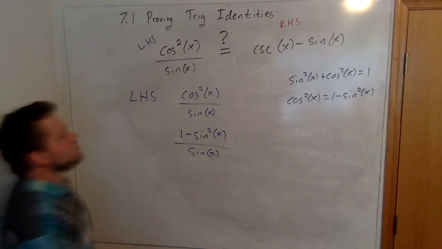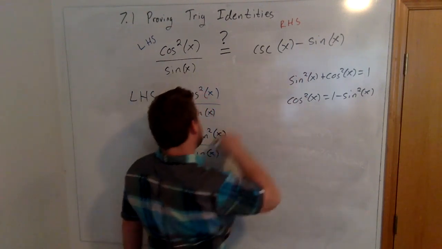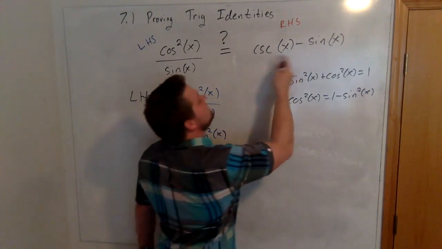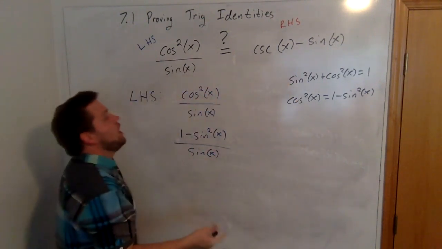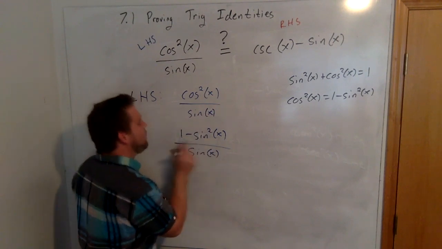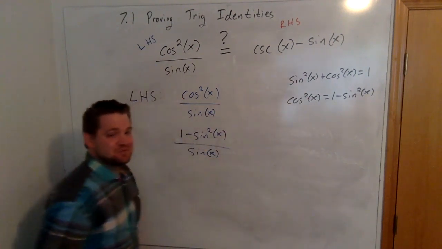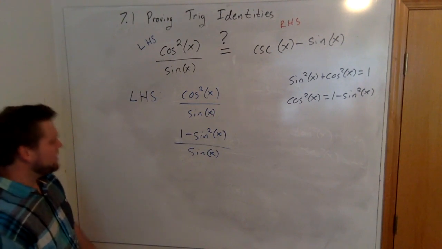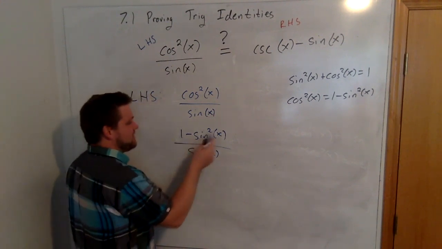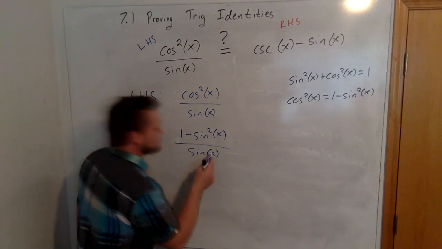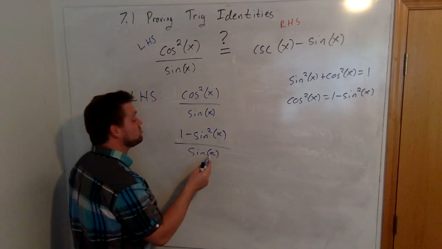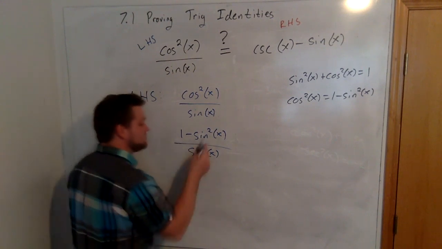Okay, I'm trying to make this look like the right-hand side, so hopefully it's giving you some ideas of what to do here. What's great about turning this cosine squared into a 1 minus sine squared is now I have a subtraction sign, which is something I'm trying to get. Okay, what to do from here? Well, I have 1 minus sine squared and I'm dividing it by sine. So I can divide all the pieces by sine, or I can distribute the sine of x to each of the pieces.